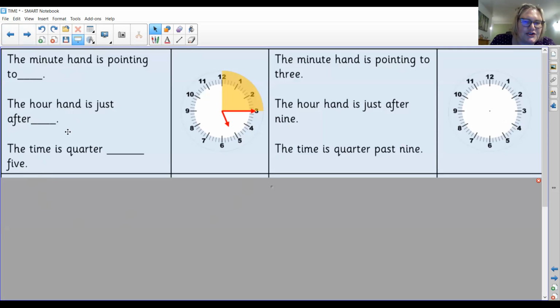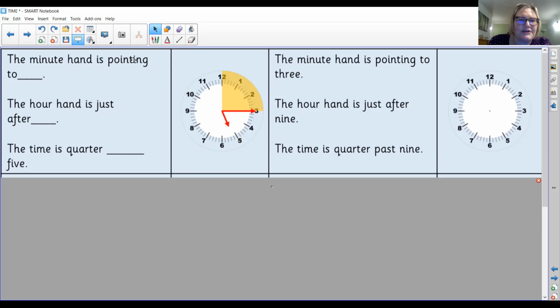The hour hand is just after. Look at the hour hand. What number is it just after? Yeah, 5. So I know that the time is 5:15. Well done. Okay. Right, now we've got to draw our hands onto this clock.